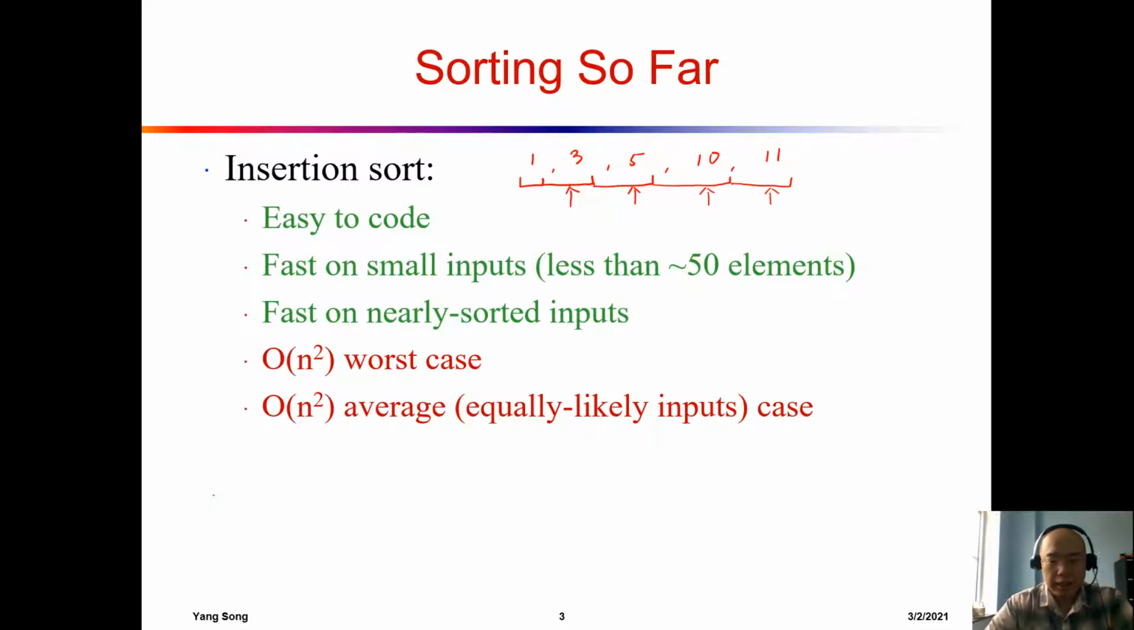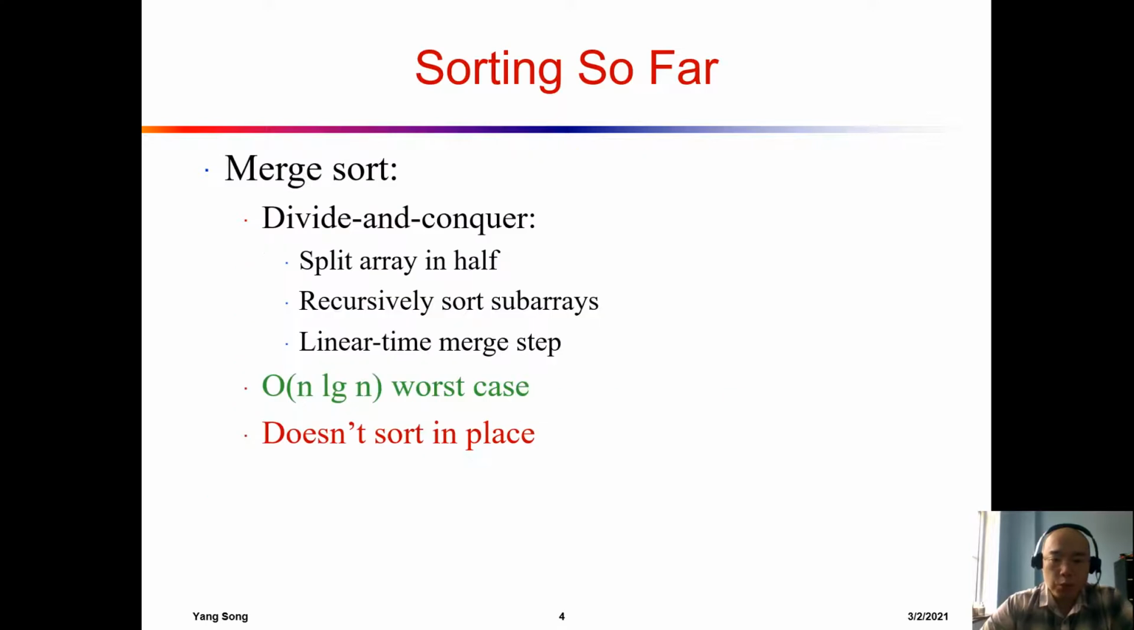The worst case is O(n^2). That is, everything is sorted, but instead of low to high, everything is sorted from high to low, and then we have to do a lot of shuffling. And even for the average case, this is still O(n^2). So this is the insertion sort.